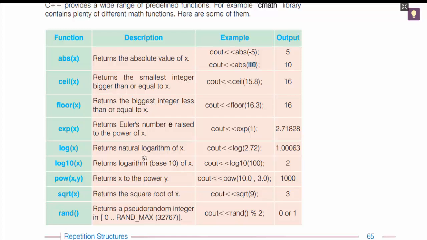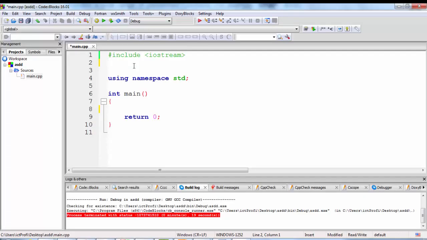Okay, here are some of the most used functions I would like to show you. Power returns x to the power of y. Let's say you write here 10, 3, and it tells you the result of 10 to the power of 3. And when we look at the square root, it tells you the result of the square root.